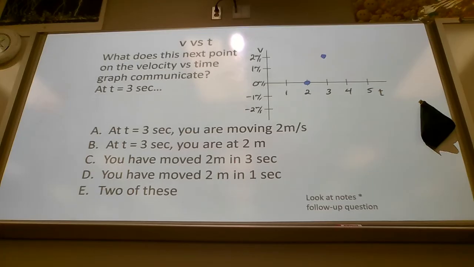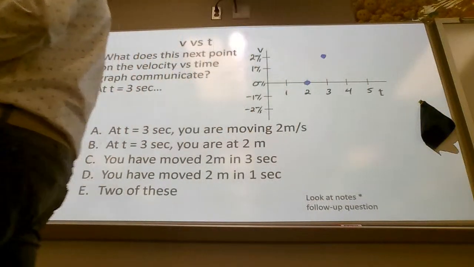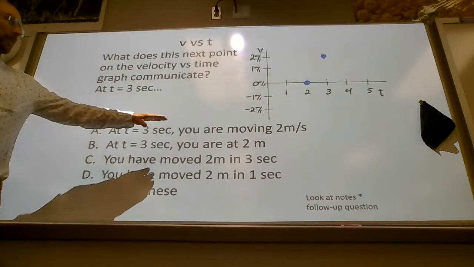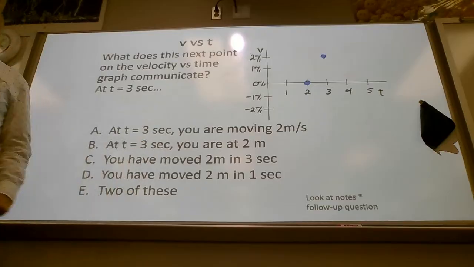Thumbs up when you have a guess. Okay, I'm going to just tell you the answer. Usually this one doesn't go very well. Okay, correct answer is A. And that's all you got. Okay. You know you're moving at 2 meters a second. Most people don't have a problem with A, but this is the part that, okay.